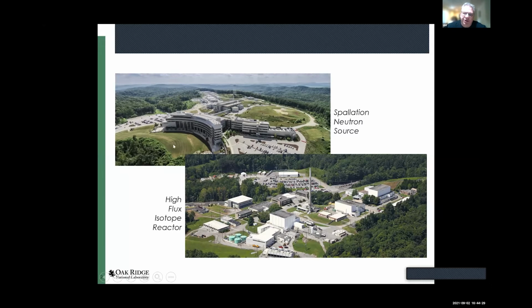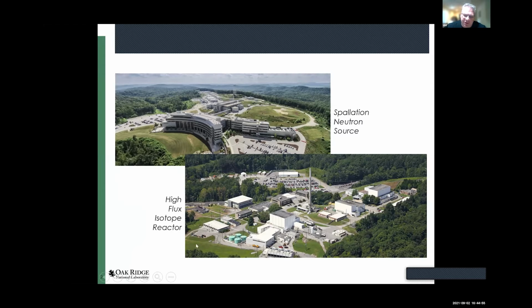So if you look at Oak Ridge, we have two major neutron scattering facilities. One is the Spallation Neutron Source, which is in the upper left. And this has been operating for probably 12 years now. And it has a number of instruments. So it's a time of flight source. It's a proton accelerator that slams protons into a mercury target and generates neutrons. And then we have instruments around that target.